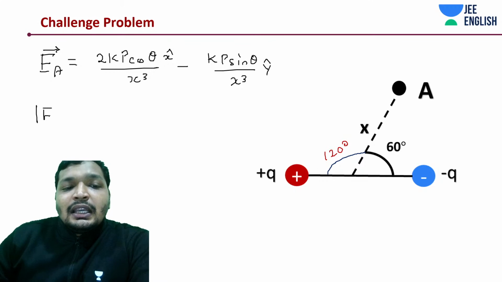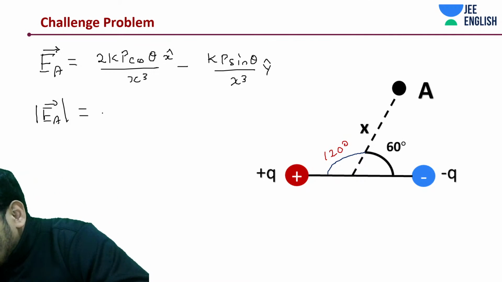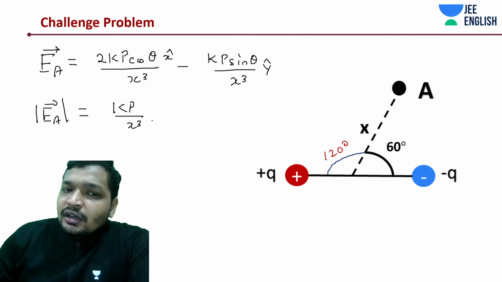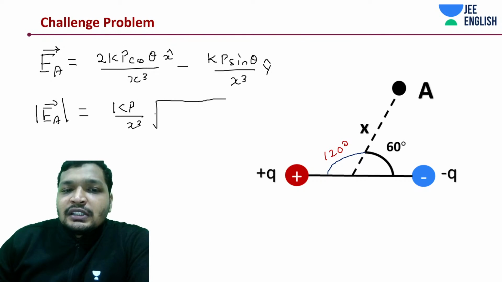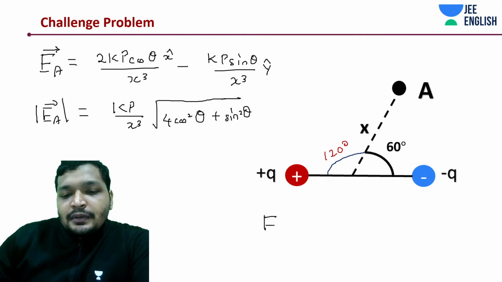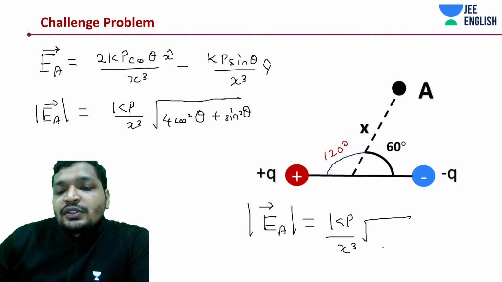So magnitude has been asked, so if you further simplify it, take out kp by x cube as common. Both are perpendicular components. You can basically add the squares of whatever is left over other than the common terms, and you are going to see something like 4 cos square theta plus sin square theta, not minus, because minus exists over here. And this can be further simplified. We are just talking about magnitude: kp divided by x cube under root of cos square plus sin square, which is going to be 1. This is going to be 3 cos square theta plus 1.